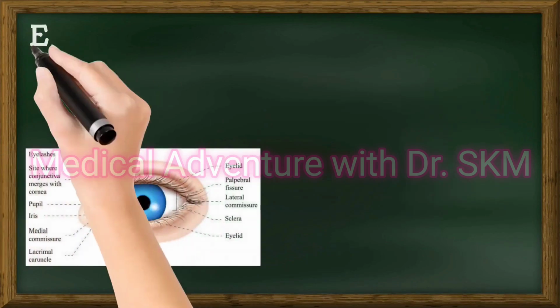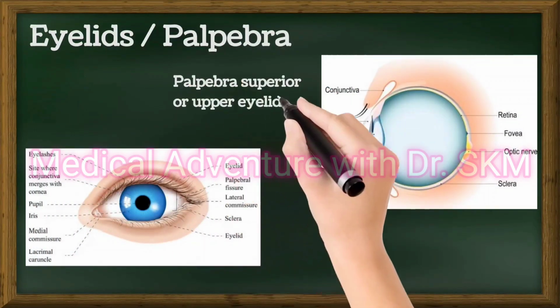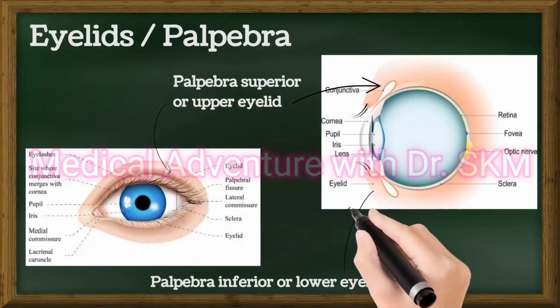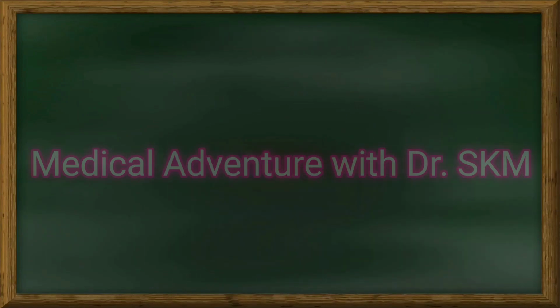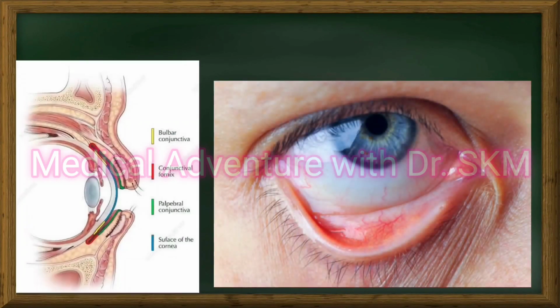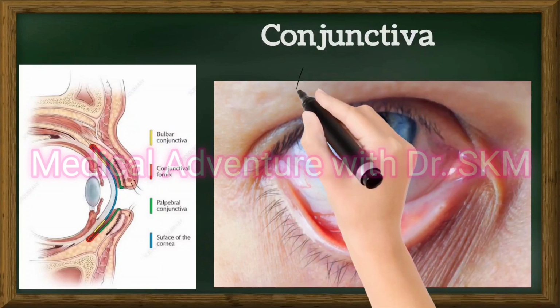Eyelids are, in essence, two folds of skin. These folds are known as the upper or superior eyelid and the lower or inferior eyelid. Their primary function is to safeguard and protect the eyeballs. Excluding the cornea, the portion of the eye that is visible to you, known as the visible sclera, is covered by a transparent membrane called the conjunctiva.